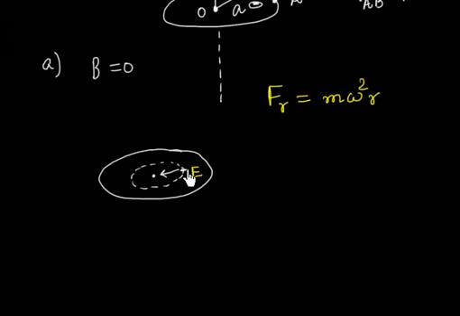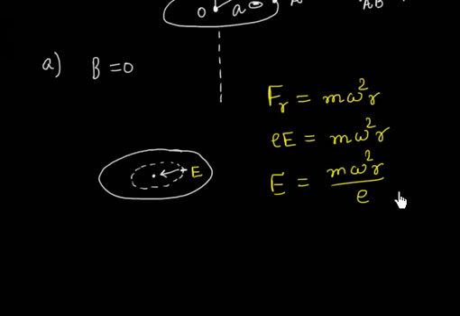If you have a positive charge, the force will act in the outward direction. If you have a negative charge, this force will act toward the center, and this force is Q into E. So force, I can write as e times E, and this is equal to m omega square r. From here I can calculate the electric field: E is m omega square r divided by e.